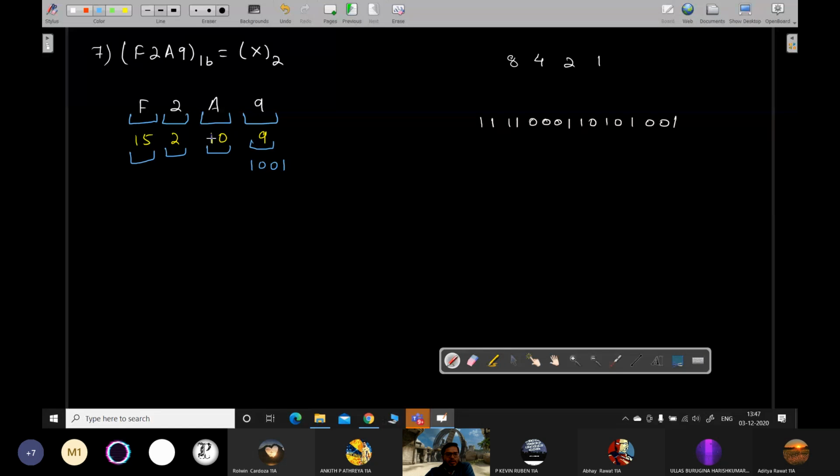Okay. This is 10. So how will you get 10? 8 plus 2. That means 1 and 1 here, 0 and 0 here. So that means 1 0 1 0. 2 will be how? In the middle, only this 1 will remain. All the others will be 0. So 0 0 1 0. 15: 8 plus 4 is 12, plus 2 is 14, plus 1 is 15. All should be 1.